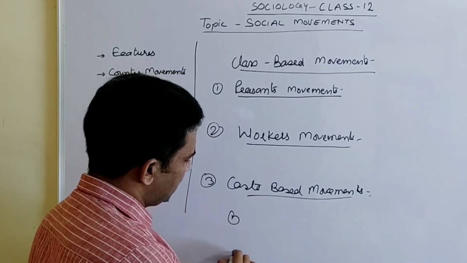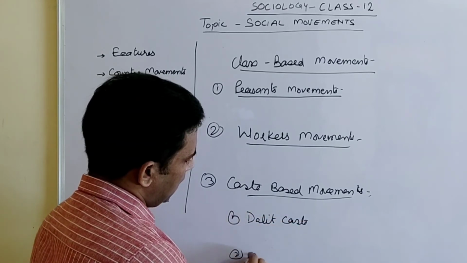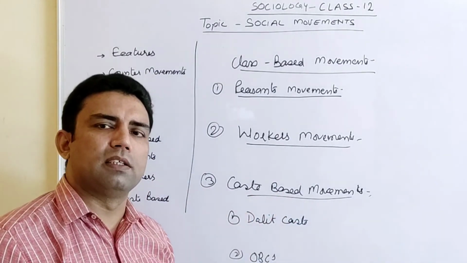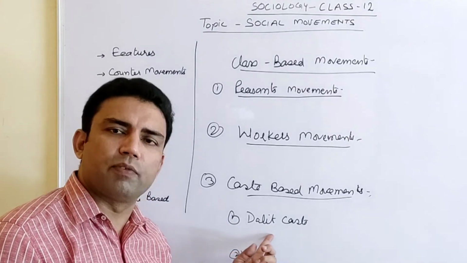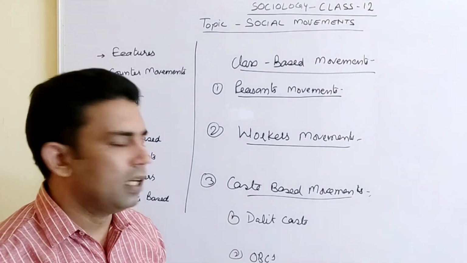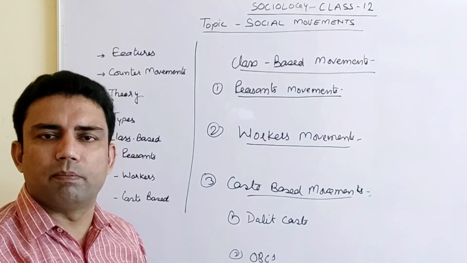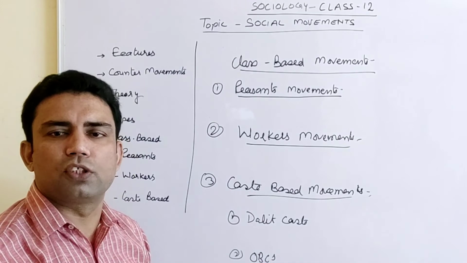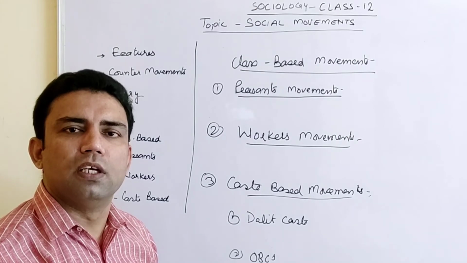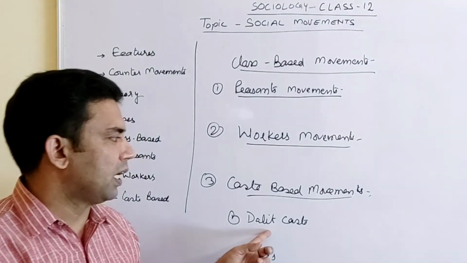Here we have two types. Number one is the Dalit caste. Number two, we have the OBCs. Caste-based movements are again to get reservation and benefits. Dalits first started the movement to get the benefits of independence and of their caste, on the basis that they were being tortured and treated inhumanly in the past. So now they should be given an opportunity to come forward and join the mainstream of society, to get jobs, education, and certain other benefits of government policies. That was the basic reason behind the Dalit caste movements.